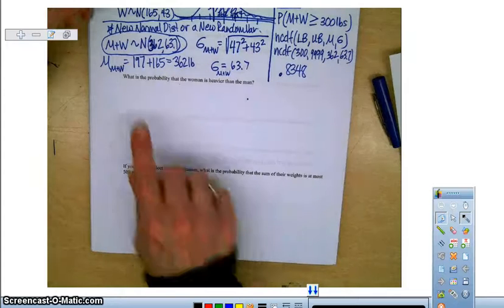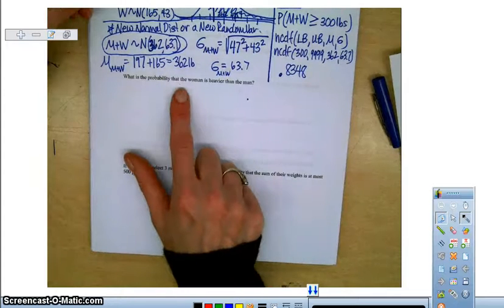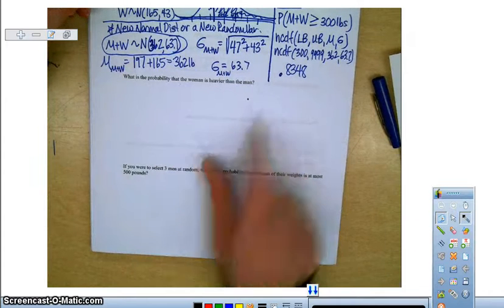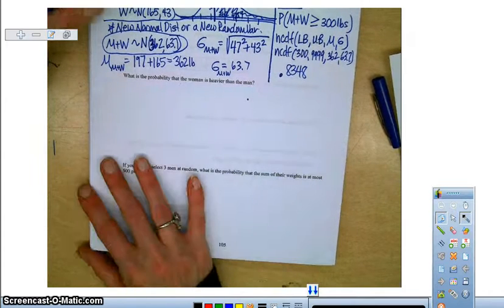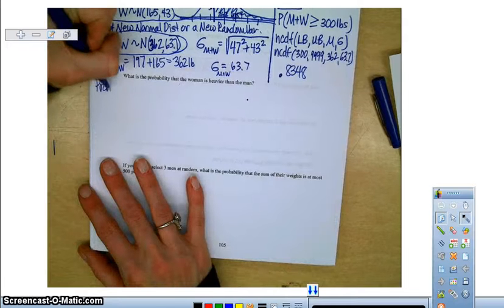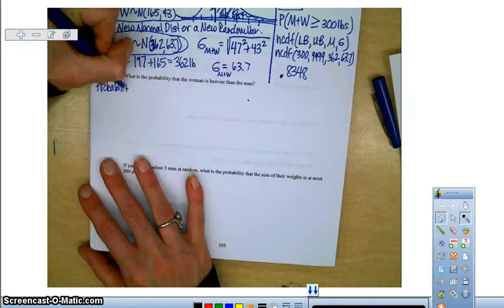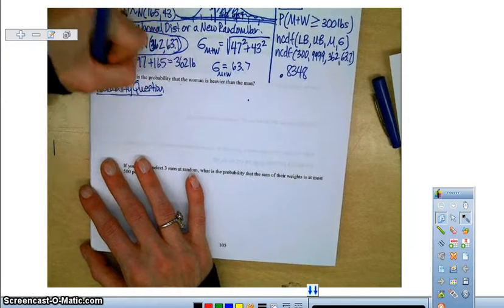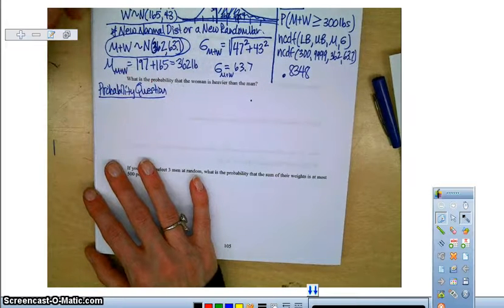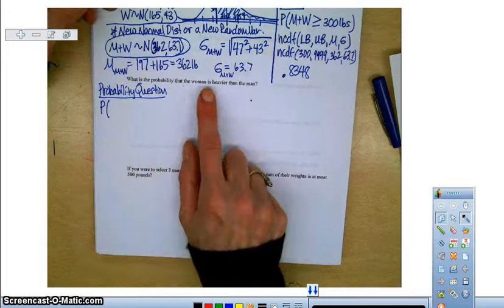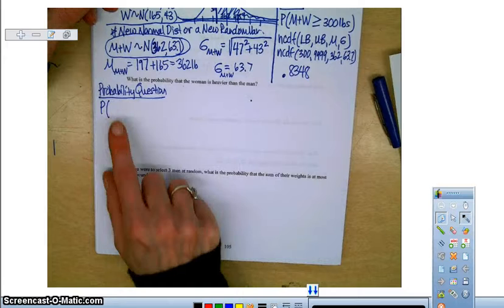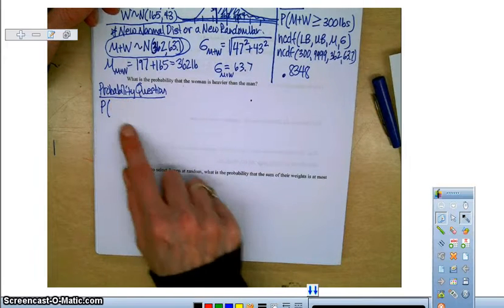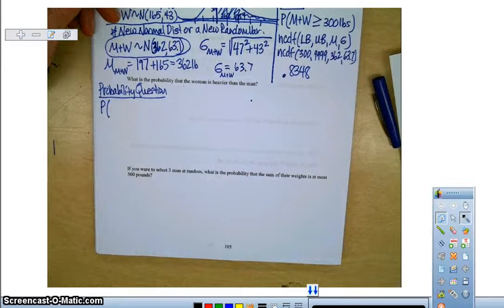Okay, so now we would like to know what is the probability that the woman is heavier than the man. So let's just write down our probability question, and we're going to develop it. The probability that the woman is heavier than the man. So how could I write that as an inequality here to start with?